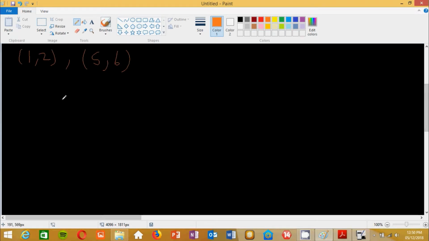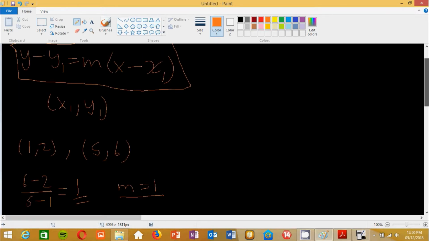Now the gradient is y2 minus y1 over x2 minus x1. So the gradient of this line is going to be 6 minus 2 over 5 minus 1, and that's going to give us 1. So the gradient m of the straight line is 1.